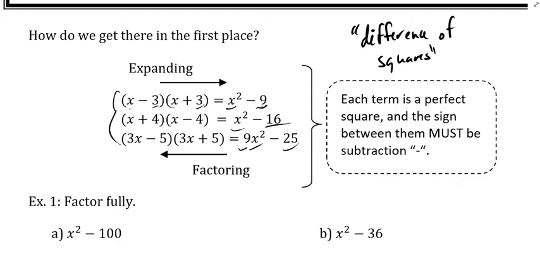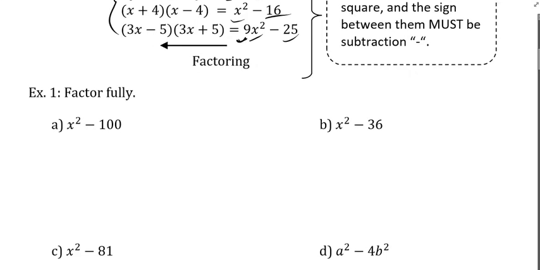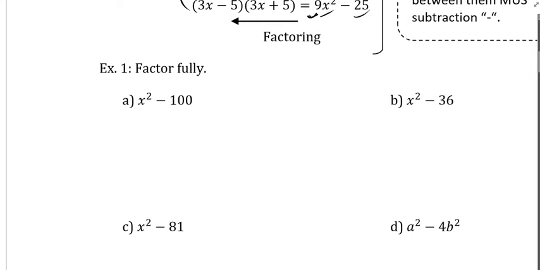That last one is interesting because it's got a 9x squared, so it's still squared. But again, the square root of 9x squared is 3x. Because 3x times itself, 3 times 3 is 9, and x times x is x squared. So how do we use that to factor?